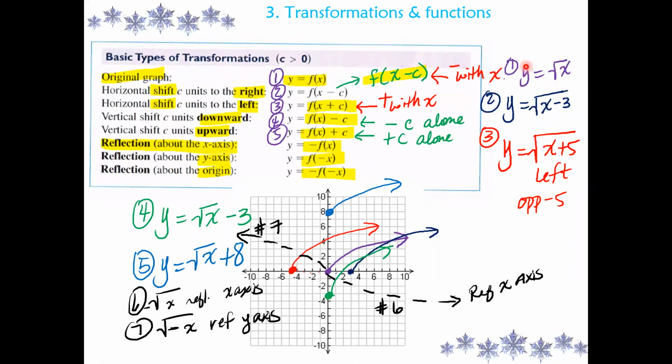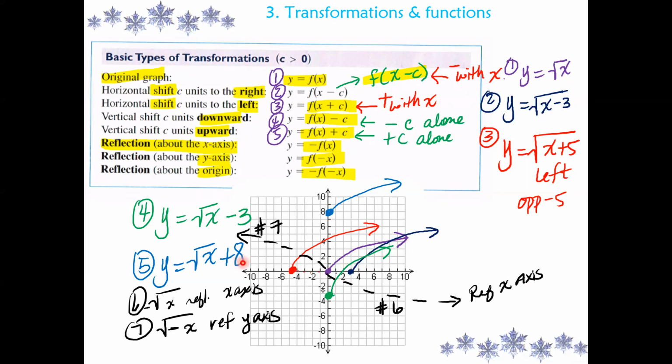So if you take a look at number 1, it's just a regular parent function in purple, starting at 0, 0. For number 2, you have a -3 inside the square root, so that's going to be 3 steps to the right. So go 1, 2, 3, and there's your dark blue graph. Number 3 is in red. It's a +5, which means you have to go to the left 5 units. So 1, 2, 3, 4, 5, and there's your graph in red. Number 4, it's a -3, but it's outside of the square root, so that just means you can go 3 units down. So from the parent function, you go 1, 2, 3 down, and then you draw your square root.